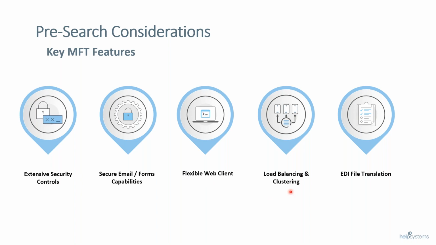Load balancing, clustering. The idea of load balancing allows you to process high volumes of file transfers by spreading the workload across multiple systems. With clustering, you can set up active-active, which allows automatic failover to another system if a server in a cluster goes down, so you continue to be up and running.